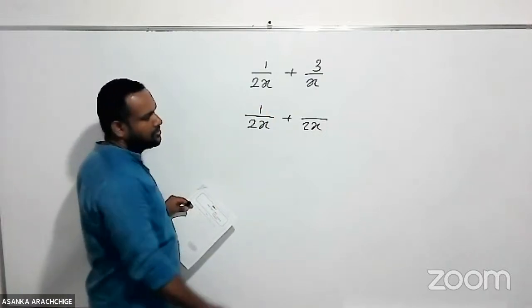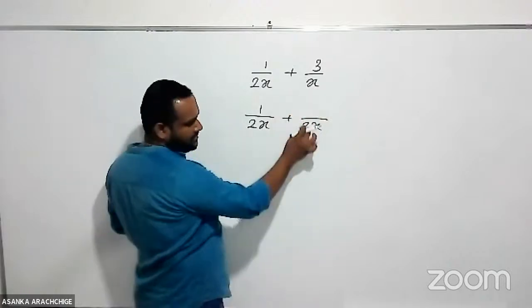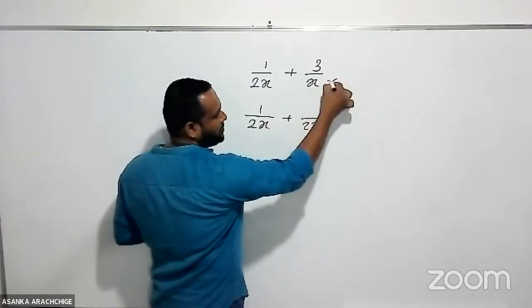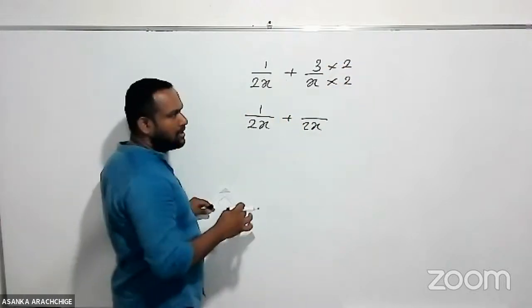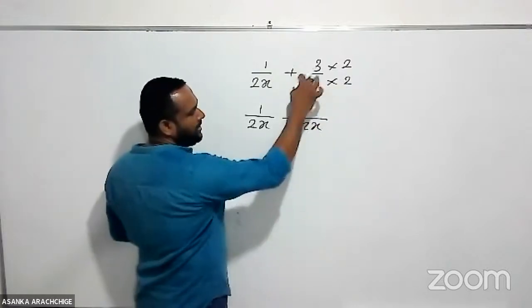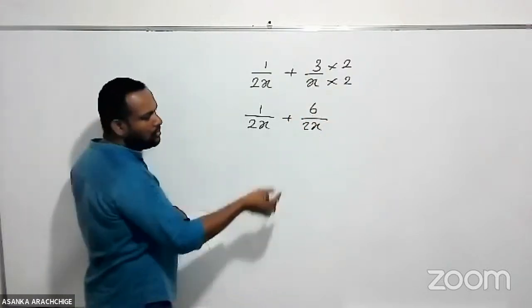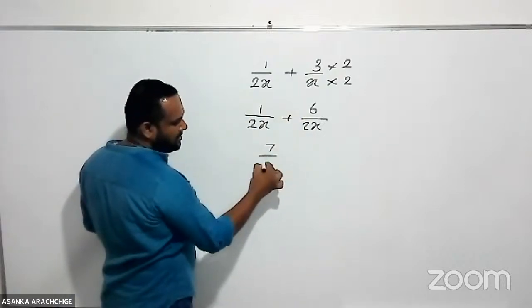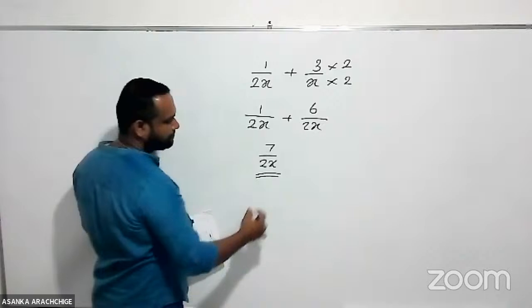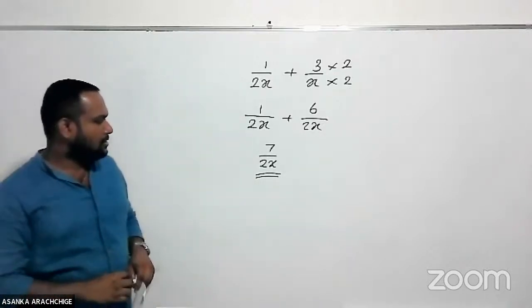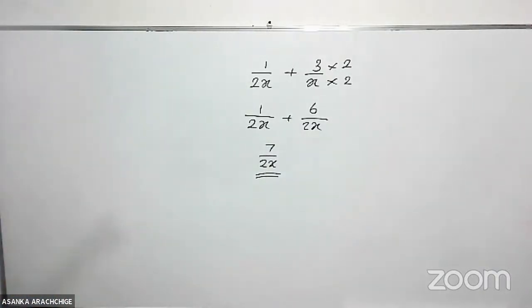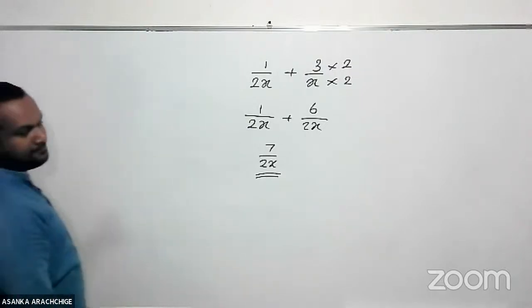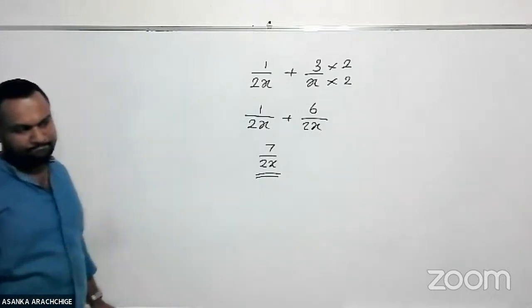It does not change. Now, how many times x is 2x? 2 times. Therefore, this should be multiplied by 2, both denominator and numerator. 2 times x, 2x; 2 times 3, 6. Now you can add 1 plus 6, 7 upon 2x. 7 upon 2x. Right?